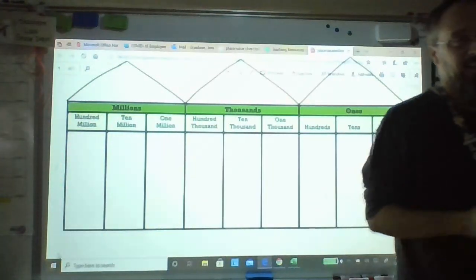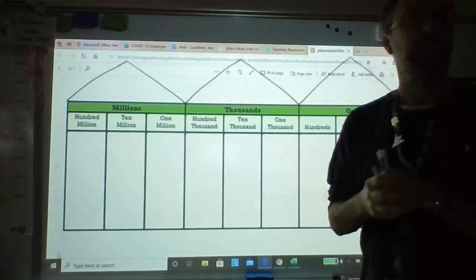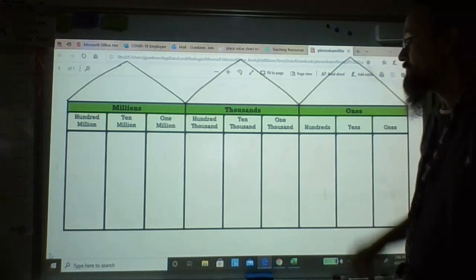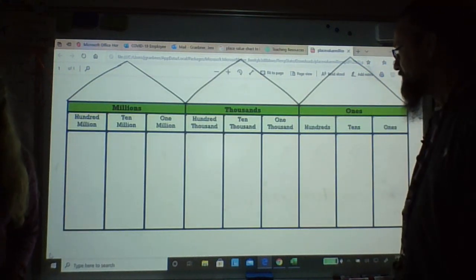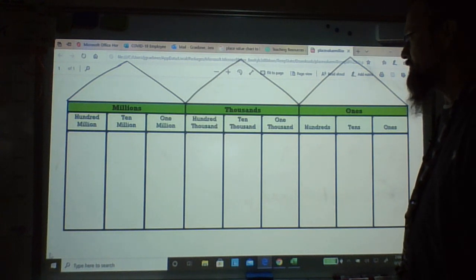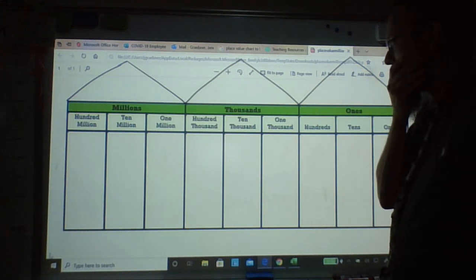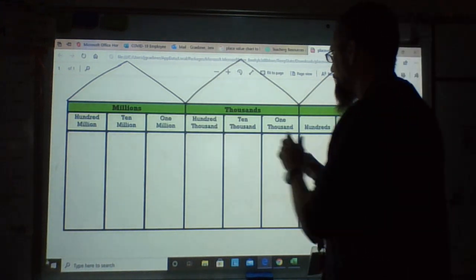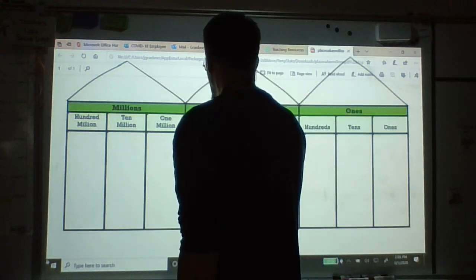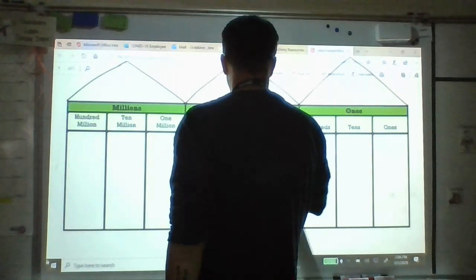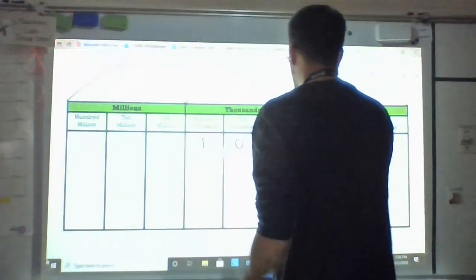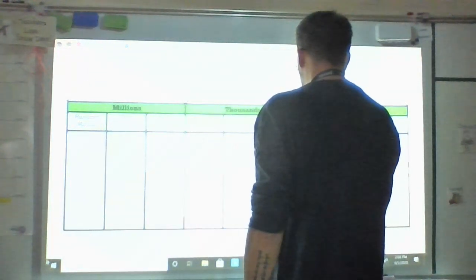Okay, let's switch places, Mr. Slider. Can you put the number 101,082? This is a tough one. 101,000. Okay, so this is 1,000. So I'm going to put a comma here already.